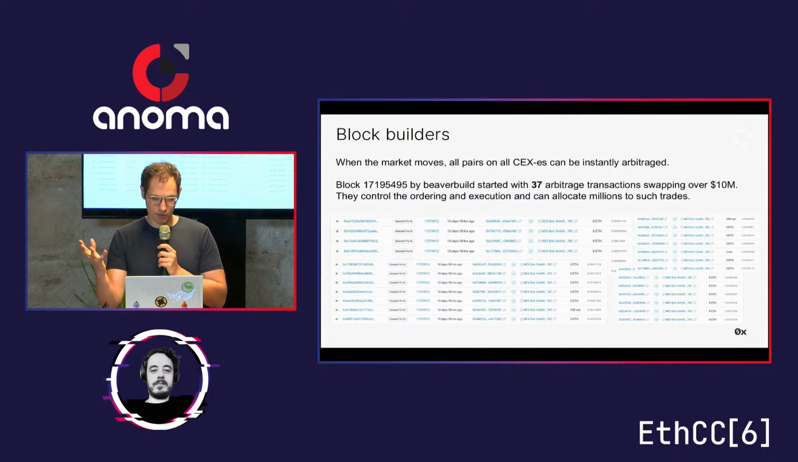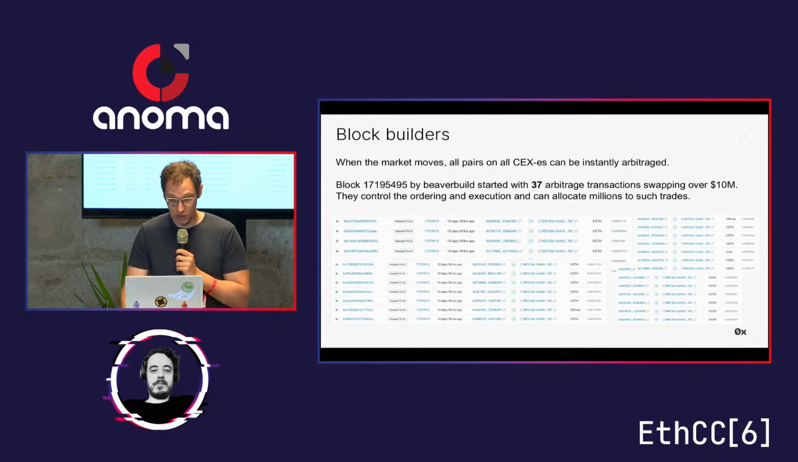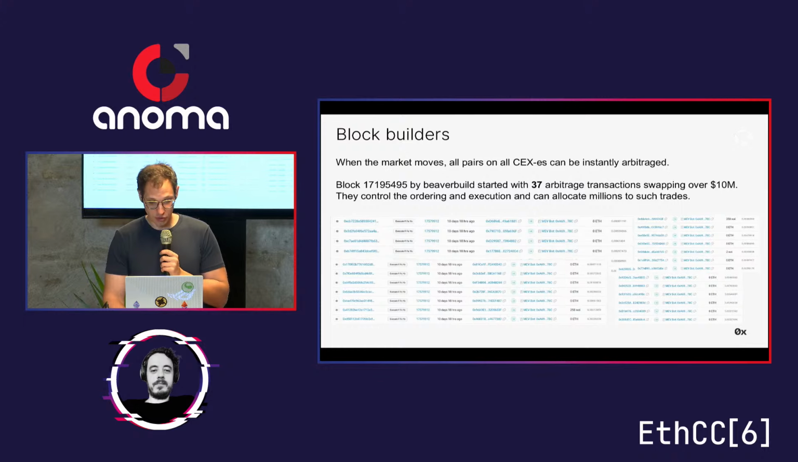But the thing is, they started with a block with 37 arbitrages, and they actually allocated $10 million in swaps. That's a lot of money that they needed to have, and they also need to have money on centralized exchange. These operations, yeah, they're not cheap, and it's not easy to do this stuff. However, they're perfectly happy to block $10 million if they know that it's them who are going to win the block. They control everything in the block, and they are just calm, and they know that they will make money.